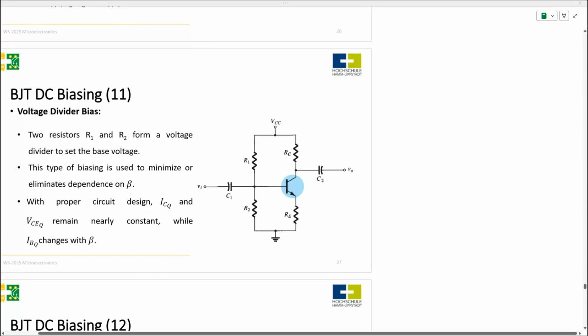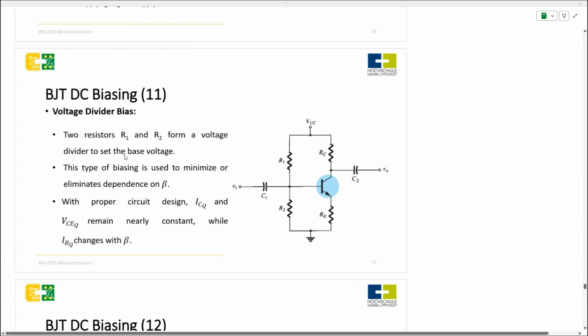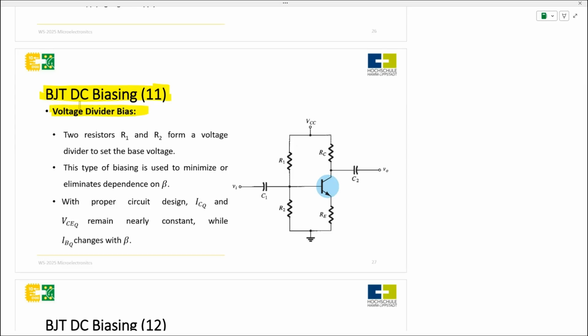So now we will be talking about the voltage divider bias. Always in our BJT DC biasing, and now it is the voltage divider bias. So we have two resistors, R1 and R2, forming a voltage divider to set the base voltage. So this is our base voltage, and we have our R1 and R2.